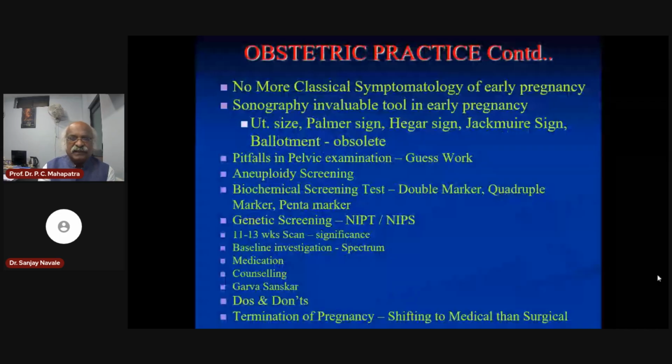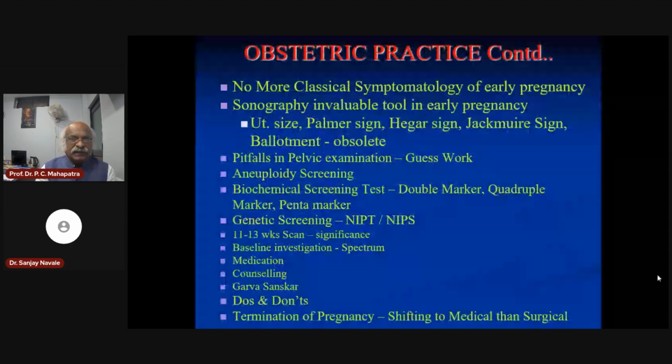Sonography is part and parcel of all obstetrics. And believe me, without the knowledge of sonography, an obstetrician is incomplete. Without the knowledge of endoscopy, a gynecologist is incomplete. So this is very, very invaluable now.